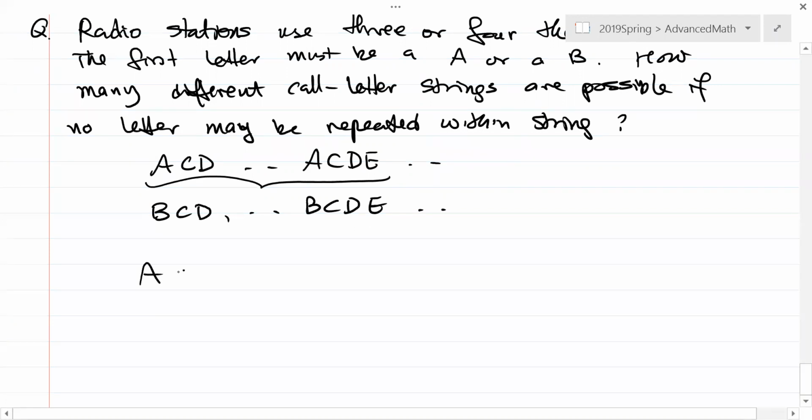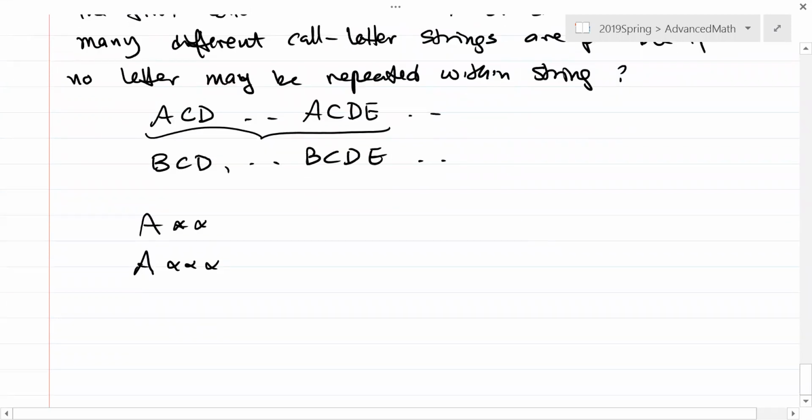So there are 2 groups: A star star, and another one, A star star star, for those beginning with the letter A. How many letters are there? 26 letters. For the first one here, you have 25 letters you can use because the A is already used. Then for the last one, you only have 24 letters you can use because 2 letters are already used. So the total will be 600.